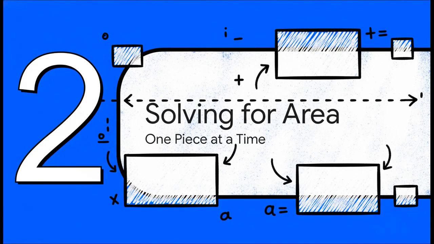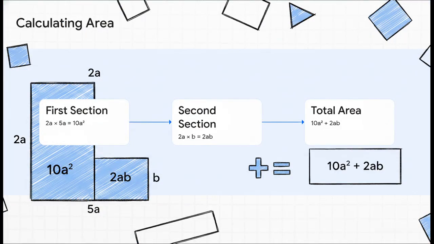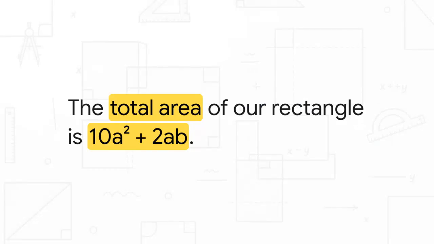Now, we could try to calculate the whole thing at once, but honestly, the easiest way to do this is to just break the shape down. We're going to look at it as two smaller, simpler rectangles. And once we do that, this whole thing becomes super straightforward, right? For that first section, the area is just length times width, 2a times 5a, which gives us 10a squared. Easy enough. For the second section, it's 2a times b, which is just 2ab. So to get the total area of the whole thing, we just add those two pieces together. And there we have it. The total area of our shape is 10a squared plus 2ab. So, our simple little geometry puzzle is solved.